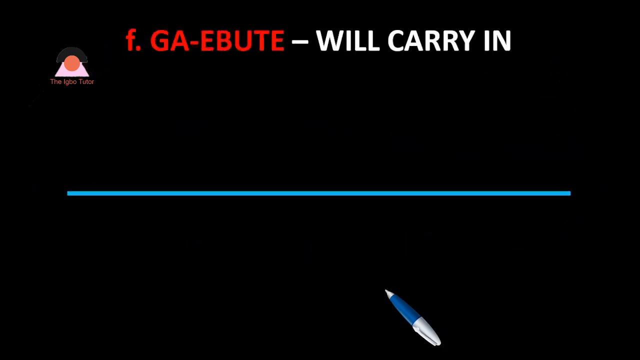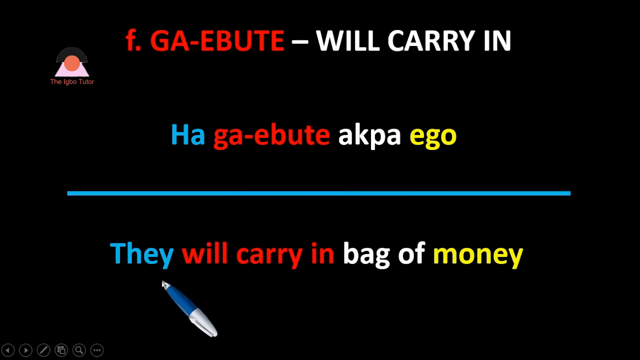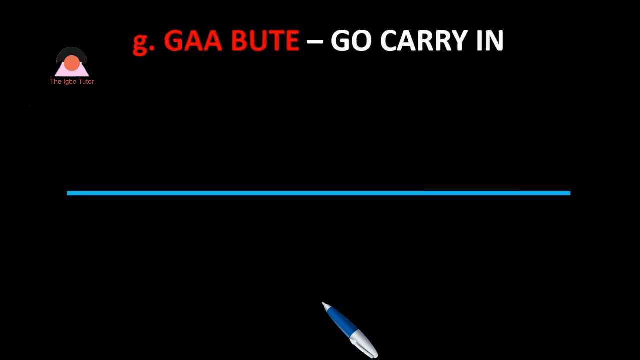We'll move on to the next one, which is ga-ebute. This means will carry in. We look at the sentence. Ha ga-ebute akpa ego. This means they will carry in bag of money. Akpa ego, bag of money.